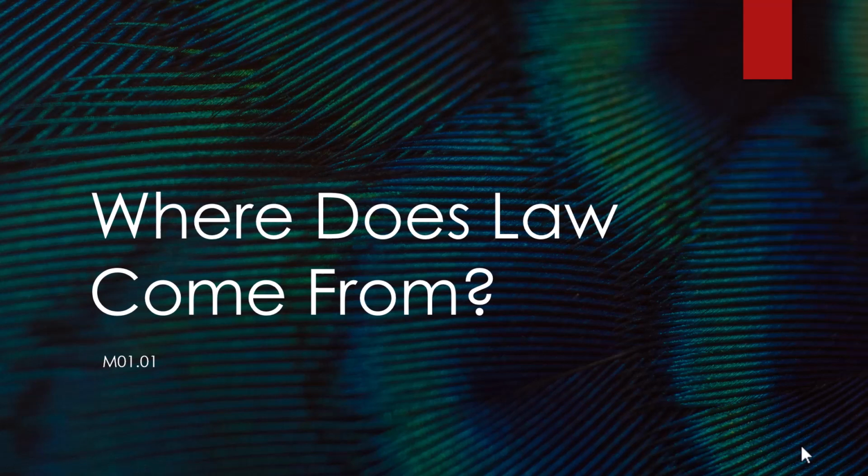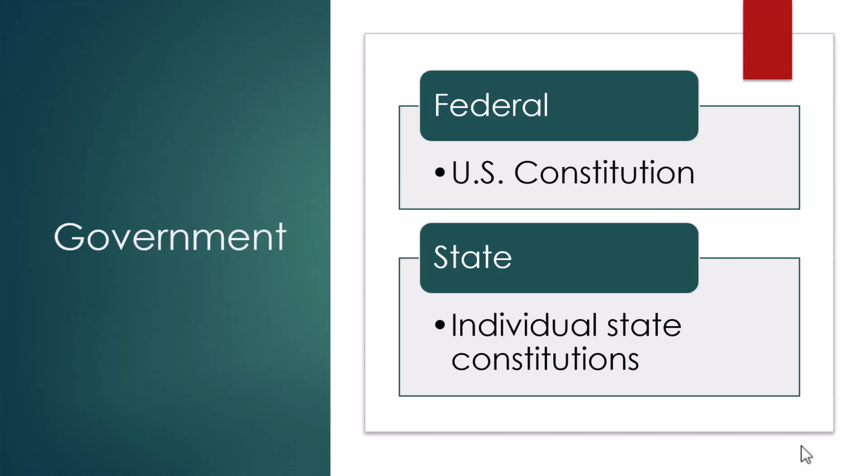This video will introduce you to the sources of law in our legal system. In our system, the law comes from federal and individual state governments. It also comes from municipalities like cities, towns, and counties, but we'll talk about those later. These governments didn't just pop into existence by themselves. They were created by the people through constitutions.